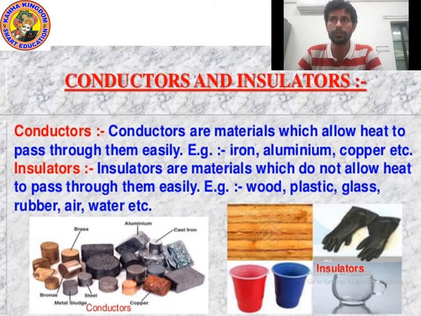Such a material through which heat and electricity can transfer, or you can say conductors are materials which allow heat to pass through them. Because we are studying about heat, that's why we have written only the word heat. We have not written electricity. Otherwise you can say conductors are materials which allow heat and electricity to pass through them. Example, iron, aluminium, copper. And insulators are those materials which do not allow heat to pass through them.